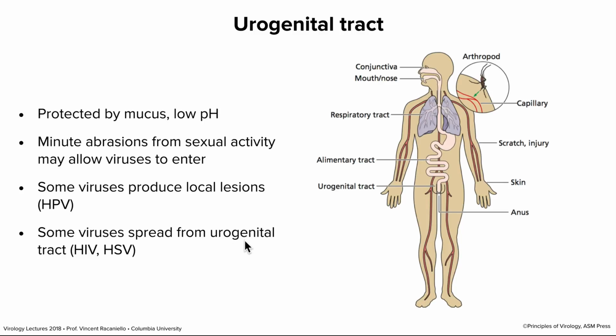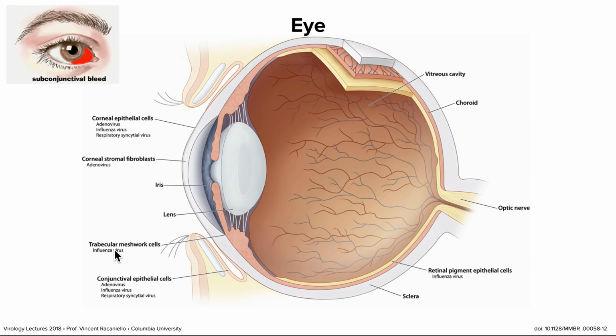Some viruses can spread from the urogenital tract where they're initially deposited elsewhere, like HIV and herpes simplex viruses, and we'll come back to those later. The eye is another portal of entry. You blink every few seconds, and when you blink, you are washing the eyelid with fluid to remove any grit or dirt that is attached to the eye, because it, of course, is exposed to the external environment.